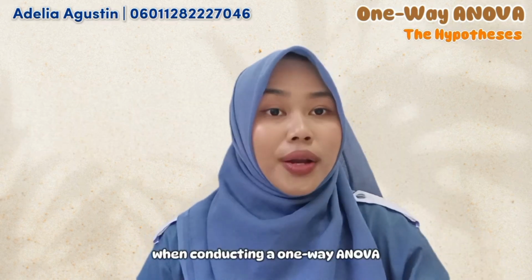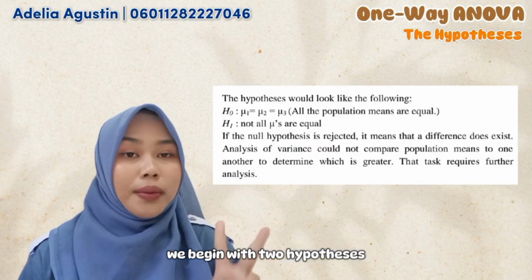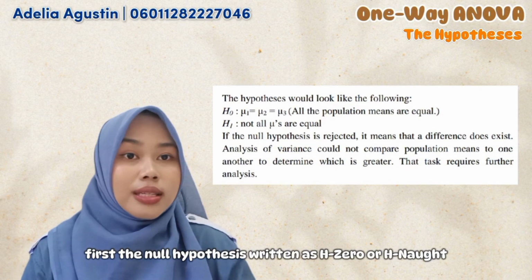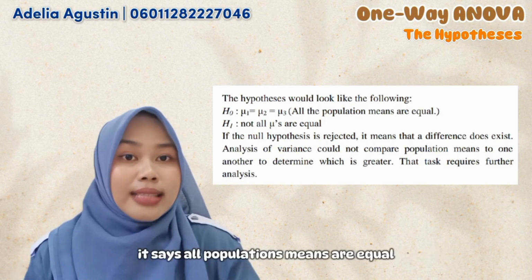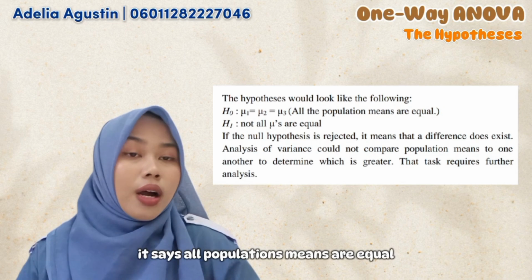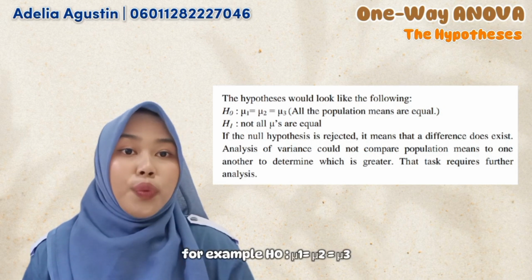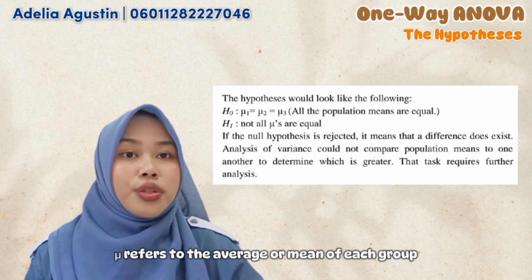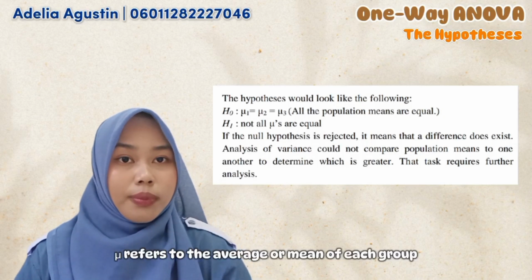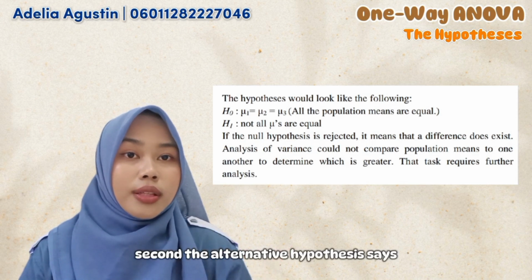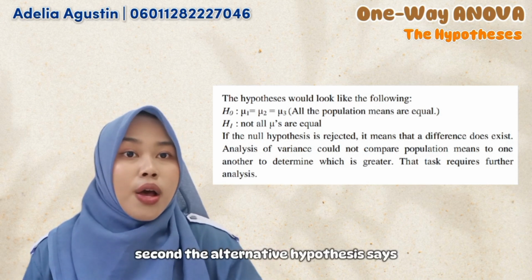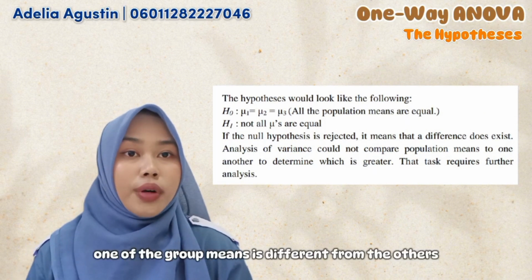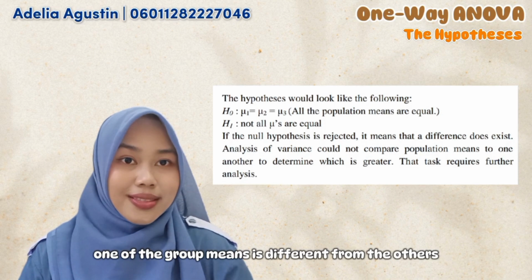When conducting a one-way ANOVA, we begin with two hypotheses. First, the null hypothesis, written as H0. It says all population means are equal. For example, mu1 equals mu2 equals mu3. Mu refers to the average or mean of each group. Second, the alternative hypothesis says not all the means are equal. So, at least one of the group means is different from the others.